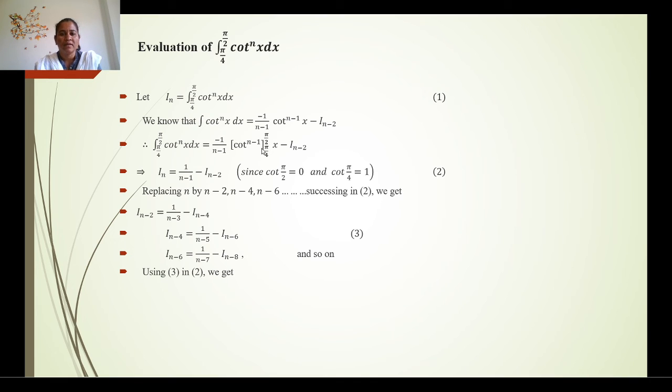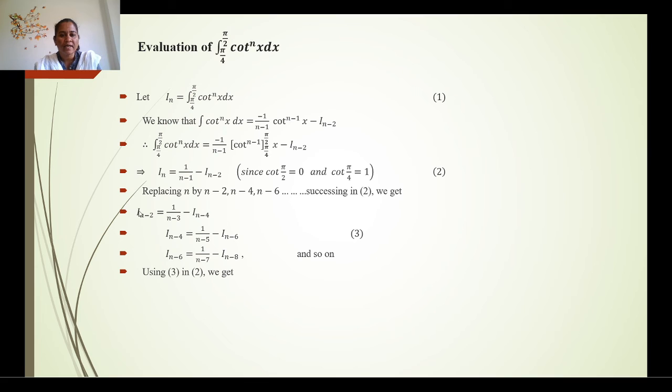So then apply it. Upper limit cot 90 is 0, cot pi by 4 is 1. After applying the limit we get the answer 1 divided by n minus 1 minus... in this equation we have to replace n by n minus 2, n minus 4, n minus 6 successively. In the equation 2, we have to replace this.